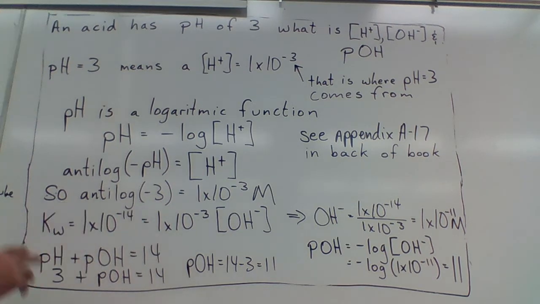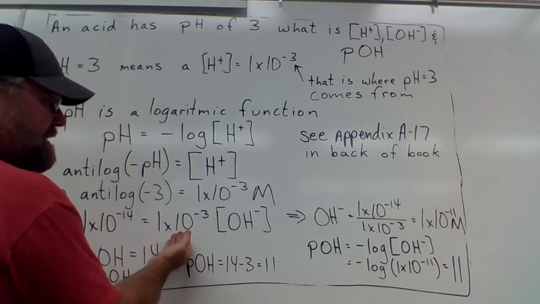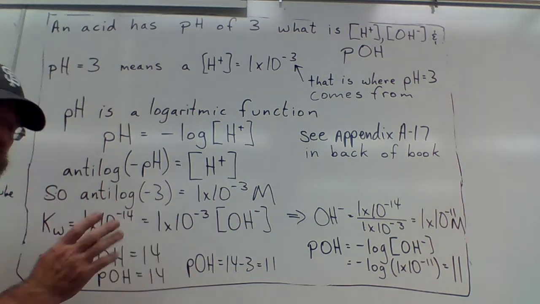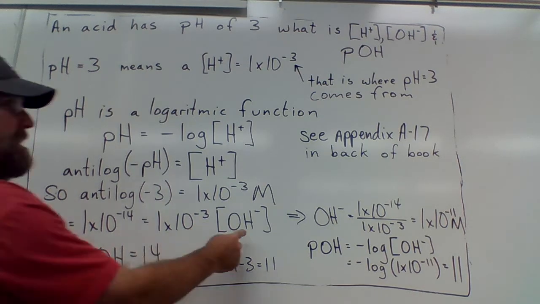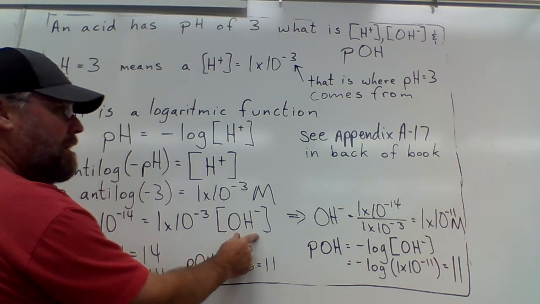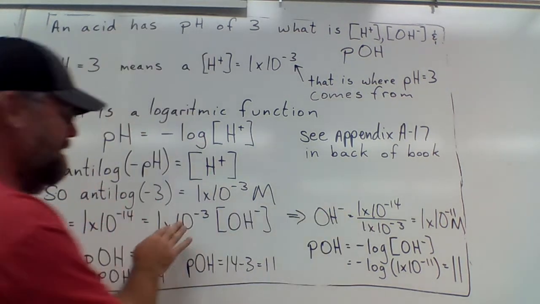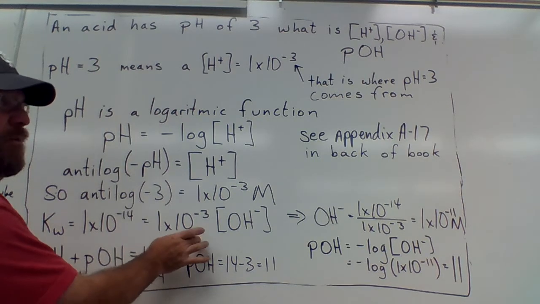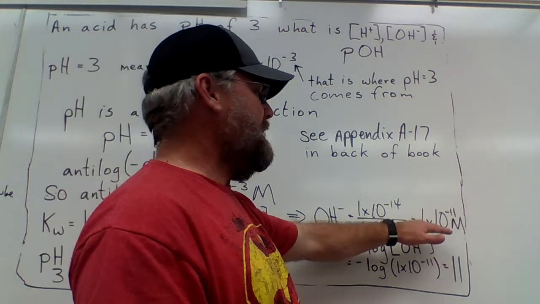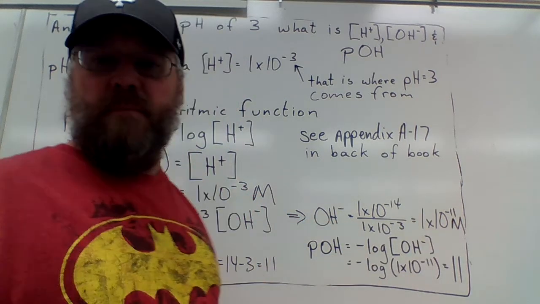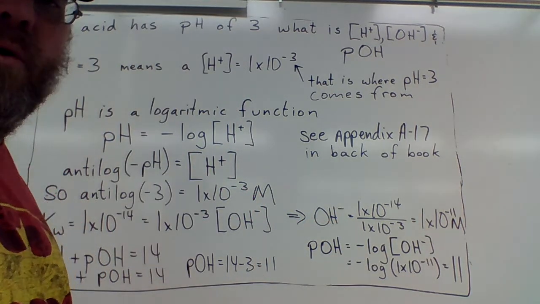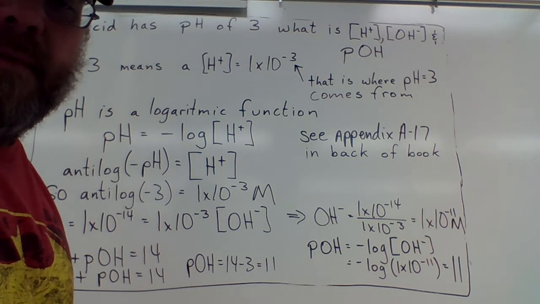And then if you remember from our first segment of this video, we said that the Kw is 1 times 10 to the minus 14th. That's always the H plus concentration and the OH minus concentration multiplied together. So to find the OH minus, or the missing one here, I take 1 times 10 to the minus 14th, and I divide it by the other one, 1 times 10 to the minus 3, the one that is known. That would give me a concentration of 1 times 10 to the minus 11th molar for the OH minus concentration.